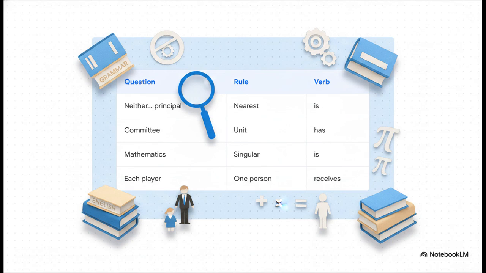Neither students nor principal. Nearest subject is principal, so we use is. The committee, acting as a single unit, it gets has. Mathematics looks plural, but it's a trick, so is. And each player equals one person, so we use the singular receives. Honestly, grab a screenshot of this right now. Save it to your phone as living proof that you have mastered these exact high-frequency exam traps.